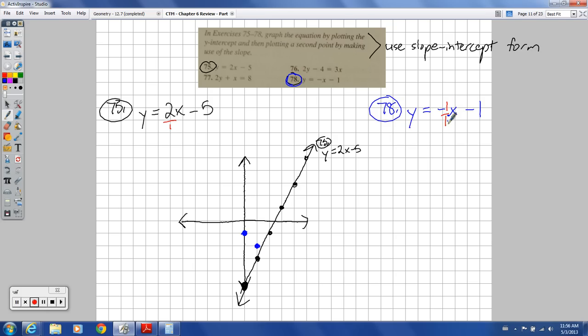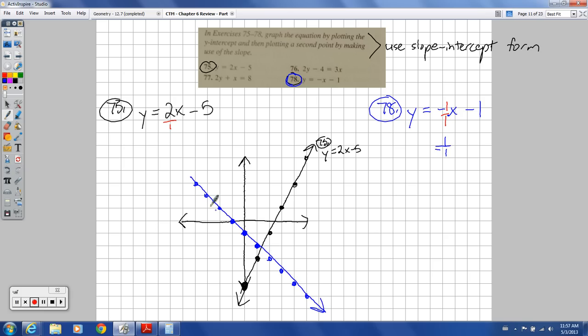That would be like negative 1, the rise part, over positive 1, the run part, negative 1 over 1. That pattern would continue, so I could make a bunch more points if I want to. If I went up 1, that would be the same thing as 1 over negative 1. I could think of those two things as meaning the same thing. So up 1, left 1, up 1, left 1. That pattern would continue going that way.